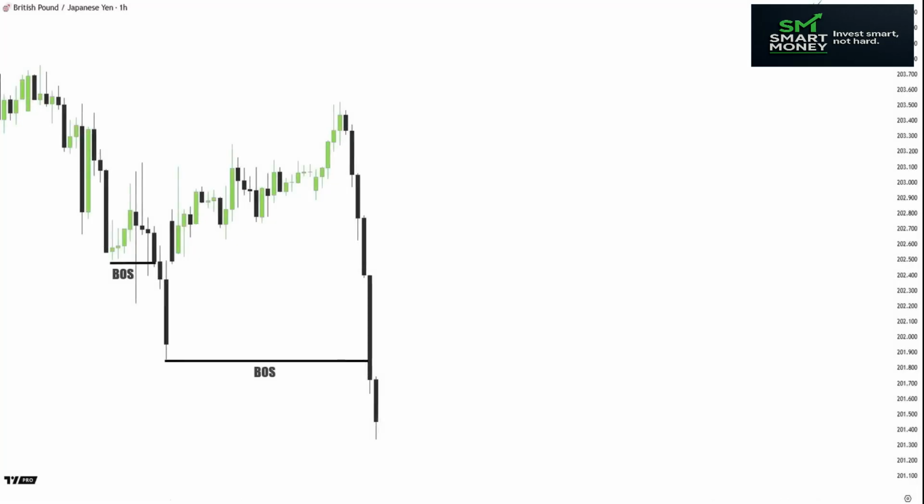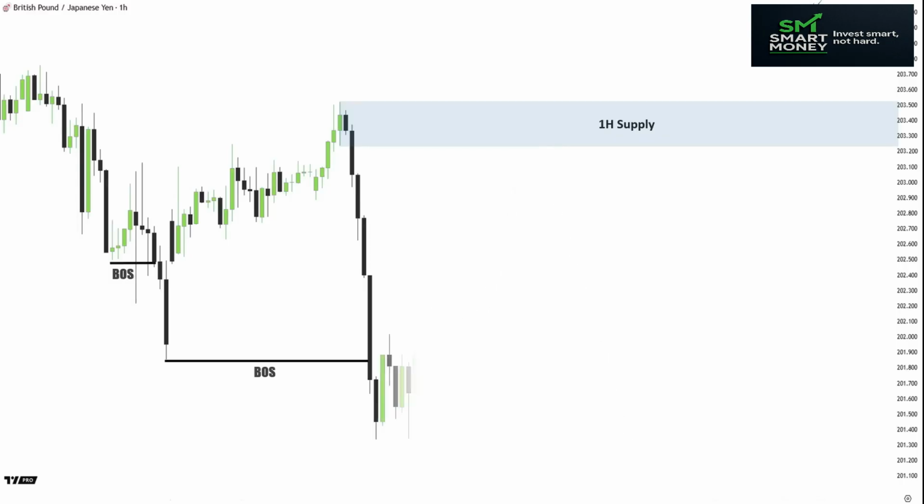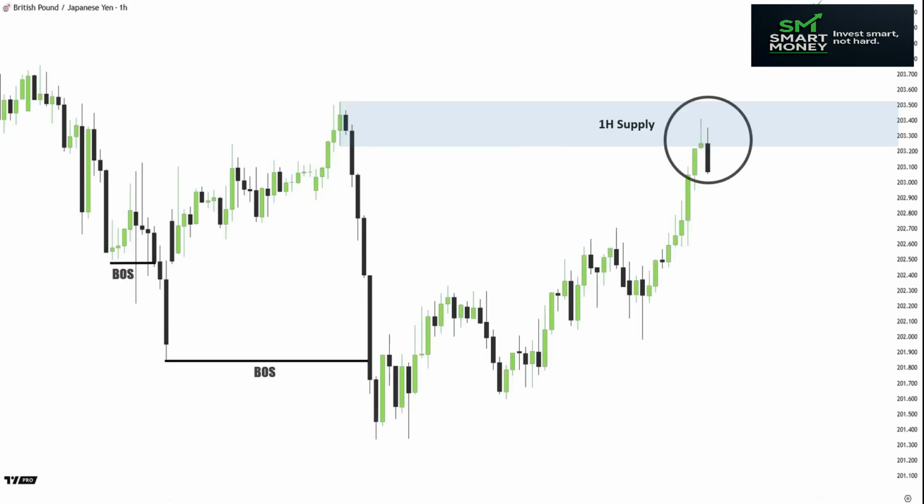If you look closely, you'll notice an unmitigated 1-hour supply area sitting right above the current price, a perfect zone to look for selling opportunities if the price retraces back into it. The next step is simply to wait for the price to tap into this 1-hour unmitigated supply. Now let's play out the chart and see what happens next. As you can see, price pushed higher and tapped directly into the higher time frame supply zone.